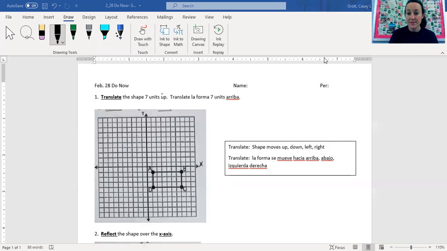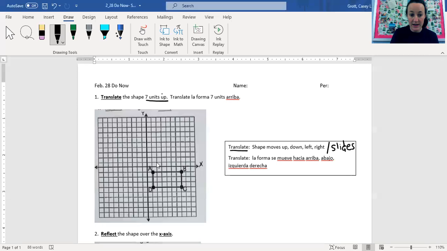We're going to talk about our three types of transformation. So we've talked about translations, we've talked about reflections, we've talked about dilations, and we're going to look at an example for each. So up first in our notes, it says to translate the shape 7 units up. And over here for vocab, it says translate means the shape moves up, down, left, or right. It could also mean that it slides.